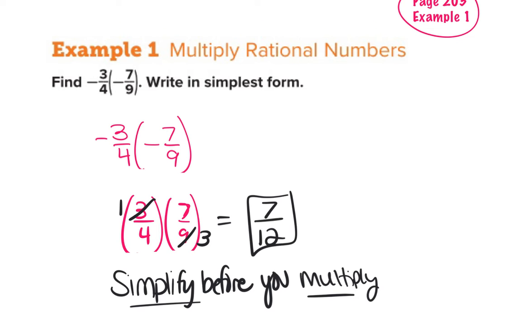And notice we had a negative times a negative, and so my answer is going to be a positive. Now, let's say I didn't simplify before I multiplied. I would have just multiplied across, and I would have gotten 21 over 36, but then I'd have to go in and divide each of these by that common factor of 3, and I would get 7/12. So either way you do it, you'll get the same answer, but I think you'll find it's easier if you can practice simplifying before you multiply.